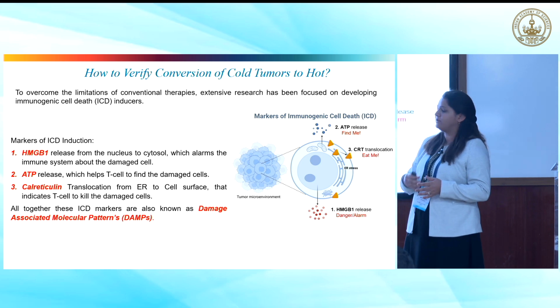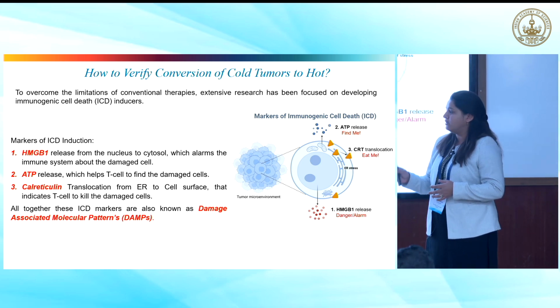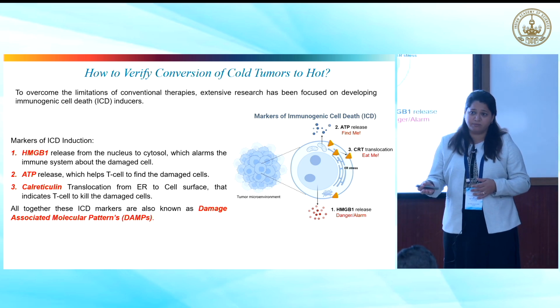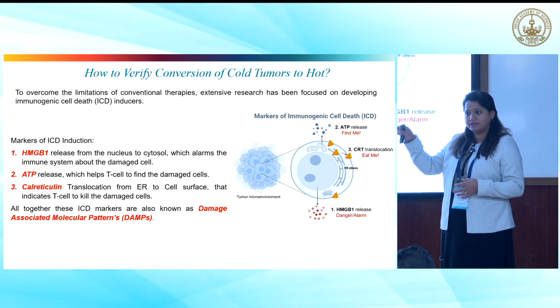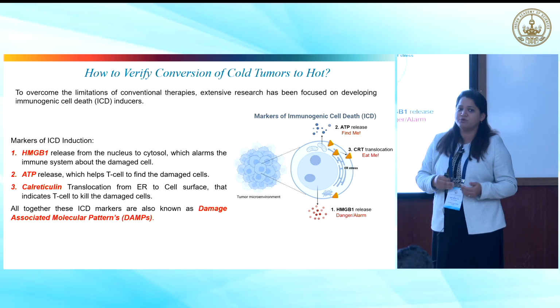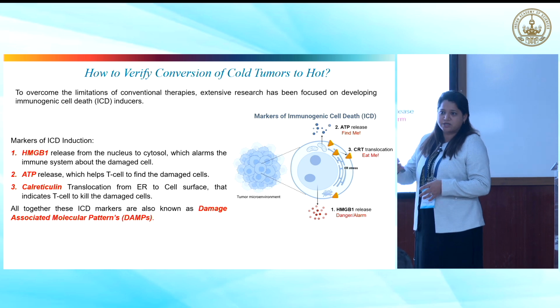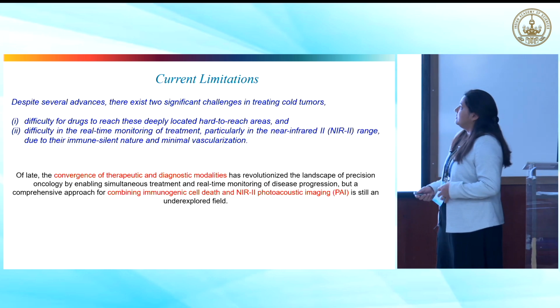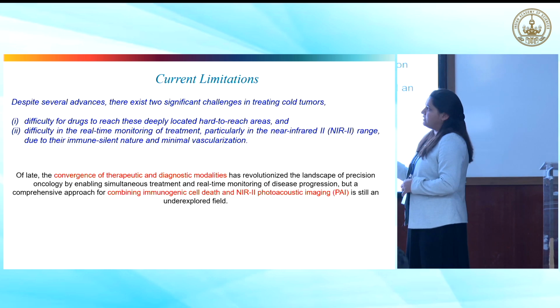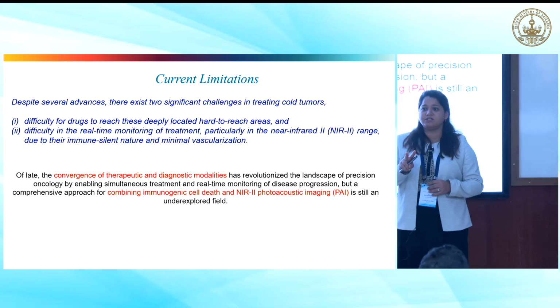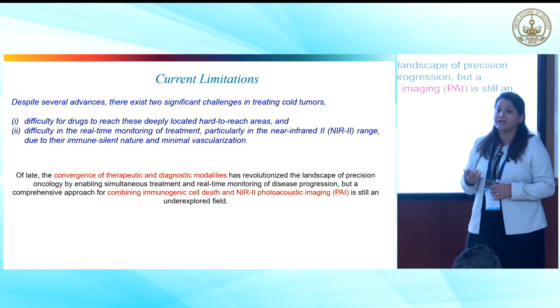These are the three major markers. Other than these, people who work in the field of molecular biology have found different markers, but these are the three major ones. So if today I convert a cold tumor into a hot tumor, these are the three markers I will mainly be looking for. Now, despite all these advances, there are two significant challenges associated with cancer therapy.